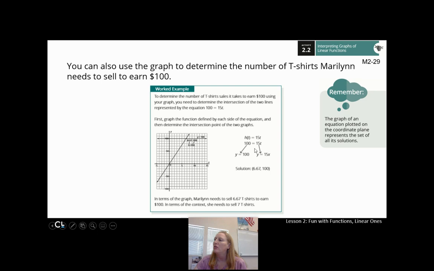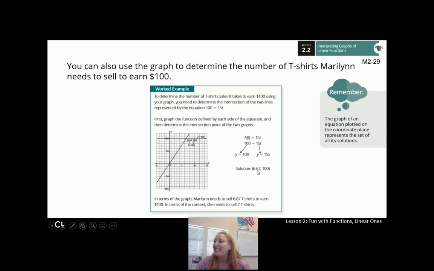So I graphed this side, y equals 100, and you can totally use Desmos to help you do that. And then I graphed the other side, y equals 15x. I did put an x back in there because Desmos likes x's a little better than t's. And I graphed that, and then I could totally use Desmos and be like, boom! That is where they intersect.